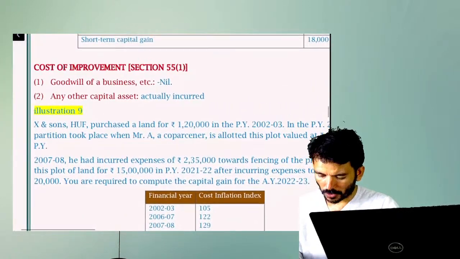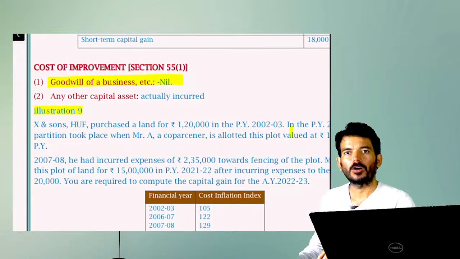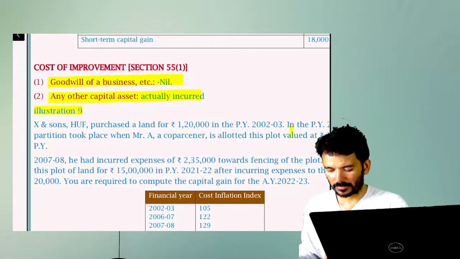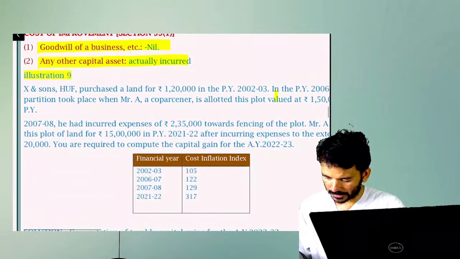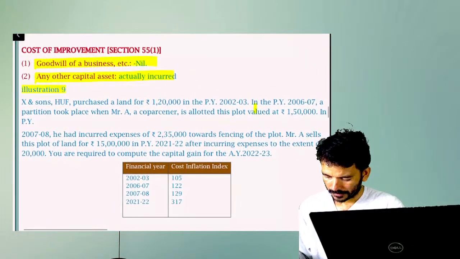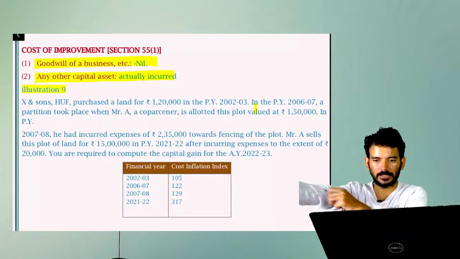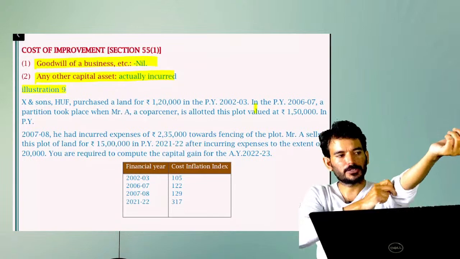So for goodwill, cost of improvement is always nil, and for any other capital asset, whatever you actually pay will be your cost of improvement. This question I will be giving guys. This question you need to solve. That bonus question I am leaving for the time being. Let's see if anybody still wants it at the end of our session. We will solve a few more questions.